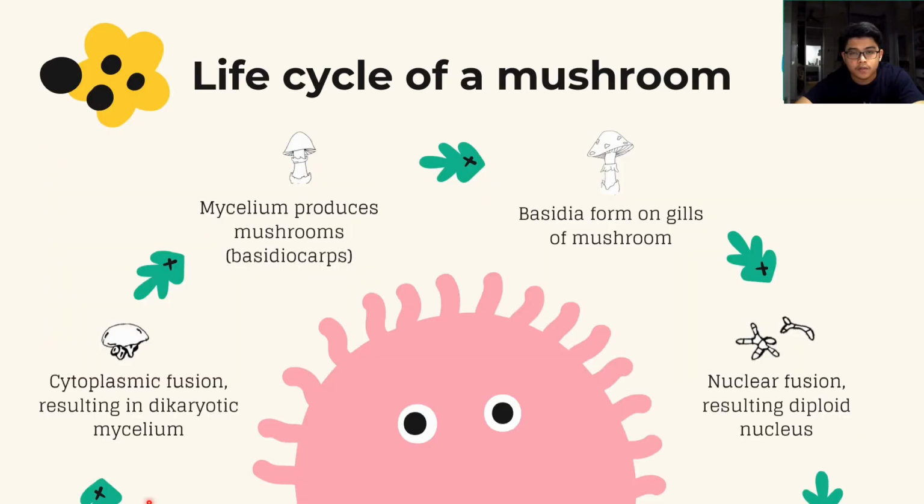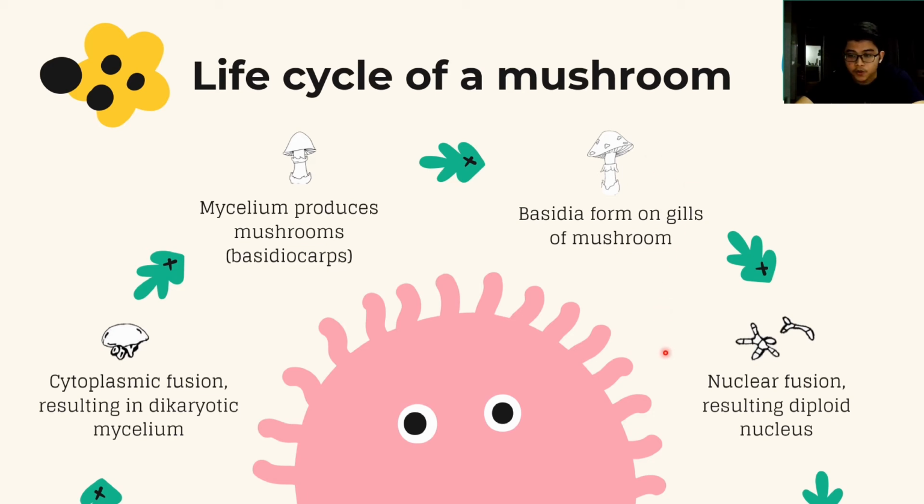Next, I'll be talking about the life cycle of a mushroom. First of all, the cytoplasmic fusion. The cytoplasmic fusion will result in dikaryotic mycelium. At this stage, we call it the button stage of a mushroom. And this dikaryotic mycelium produces mushrooms, or what we call basidiocarps. We can see the cup-like structure, which we call the cap. It is supported by a stalk. And then basidia form on the gills of a mushroom. Under the cap, we can see some lines, which are called gills, and basidia will form there.